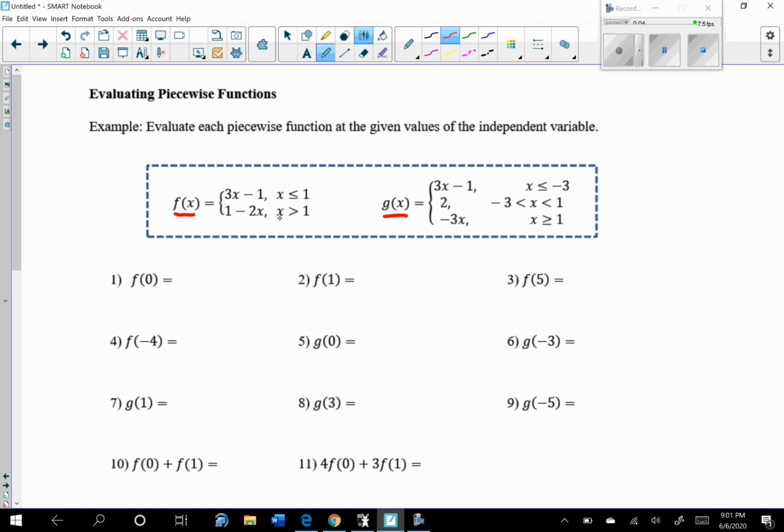And you can check the bottom one too. 0 is not greater than 1, which is why we're not using the bottom one. So we have 3 times 0 minus 1. So that's 0 minus 1, which is equal to negative 1.